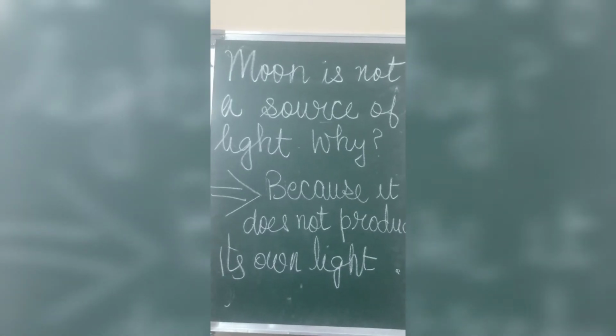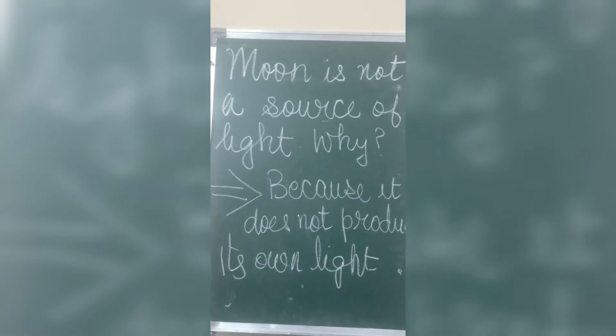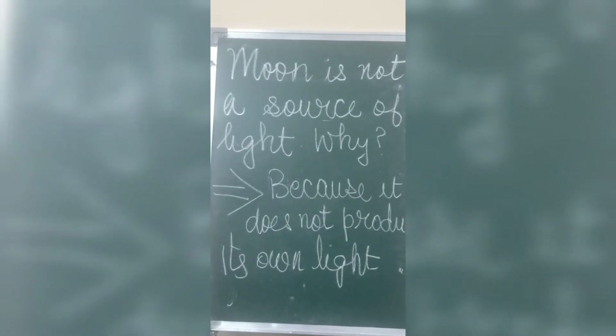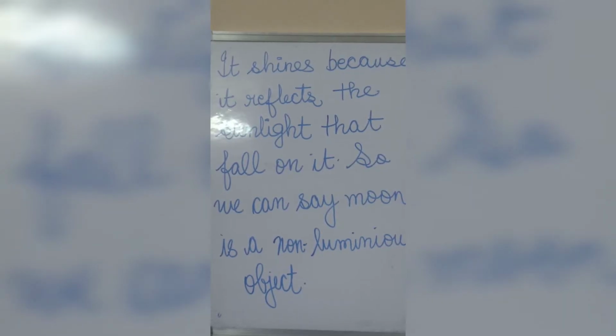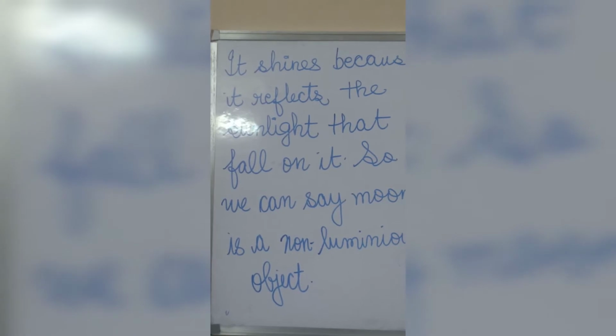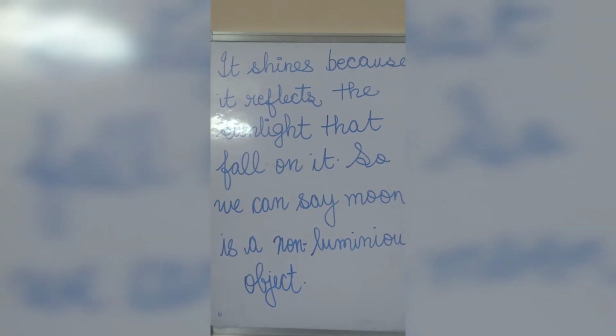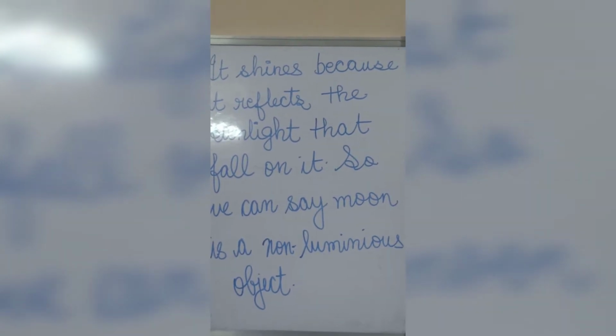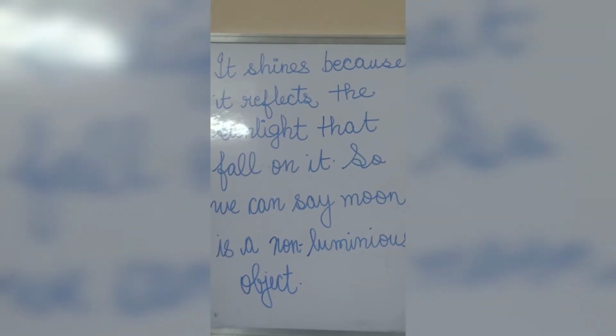Dear students, do you know the moon is not a source of light? Why? Because it does not produce its own light, but it shines because it reflects the sunlight that falls on it. So we can say the moon is a non-luminous object.